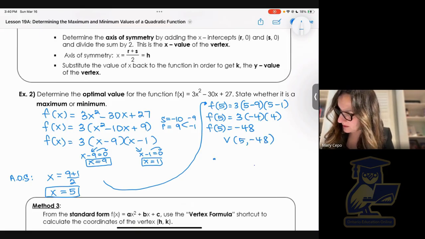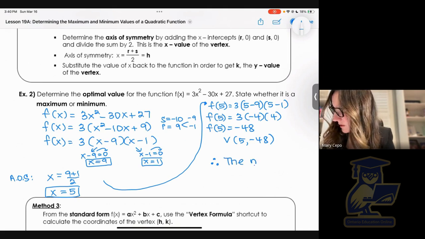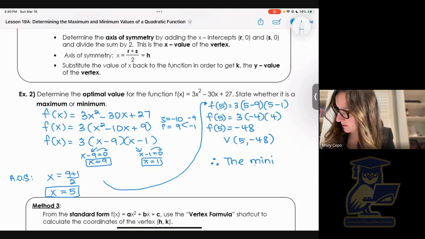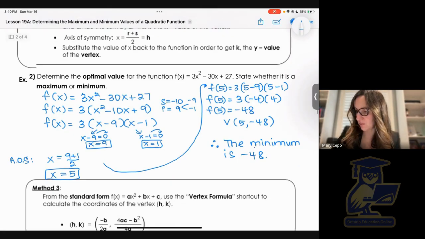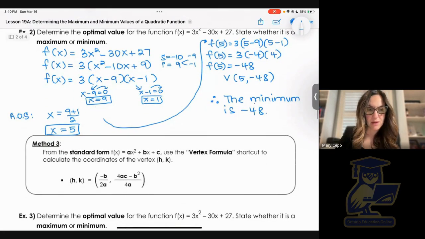So therefore, we can say the minimum is negative 48 as well. Again, the coefficient in front of x squared, a, is positive. We know it's opening upward. We're always going to have a minimum.